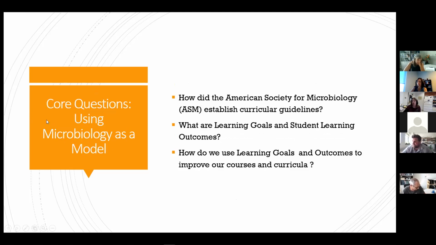And so core questions, and I'm going to use microbiology as an example, because microbiology has done some really interesting and hard work over the last 10 years when it comes to not just university, but professional society and science level outcomes. So how did ASM, the American Society for Microbiology, establish some curricular guidelines? What were the learning goals and student learning outcomes associated with those guidelines? And then how are we using those goals and curricula to improve courses and curricula?